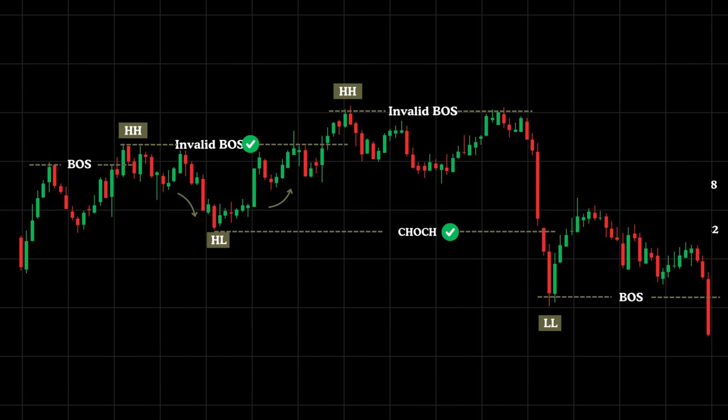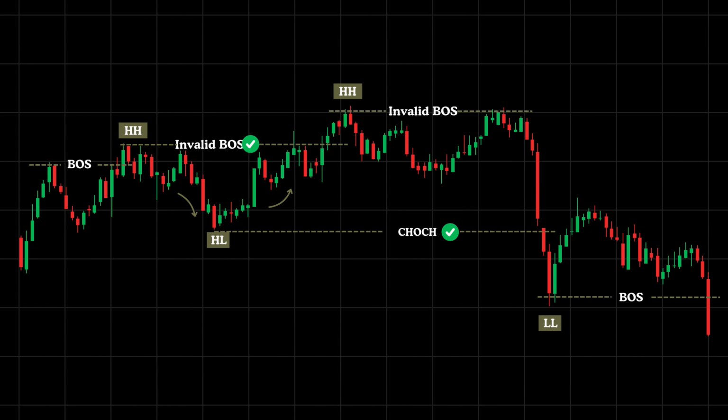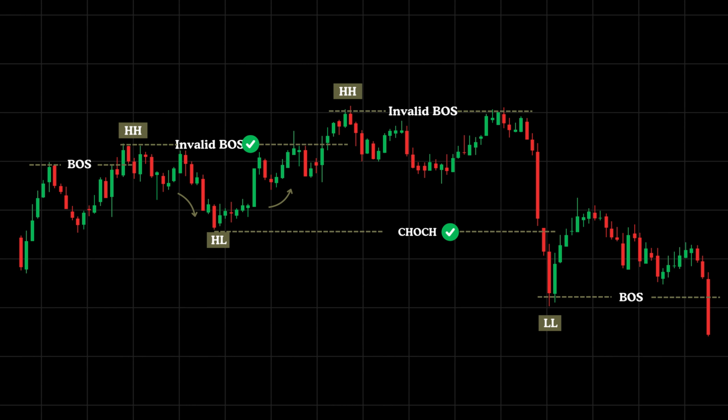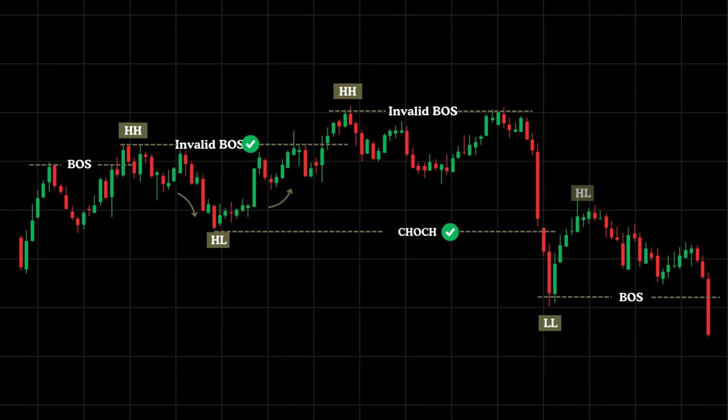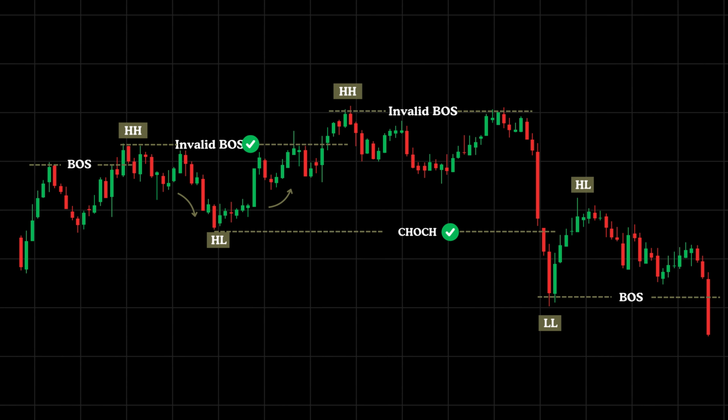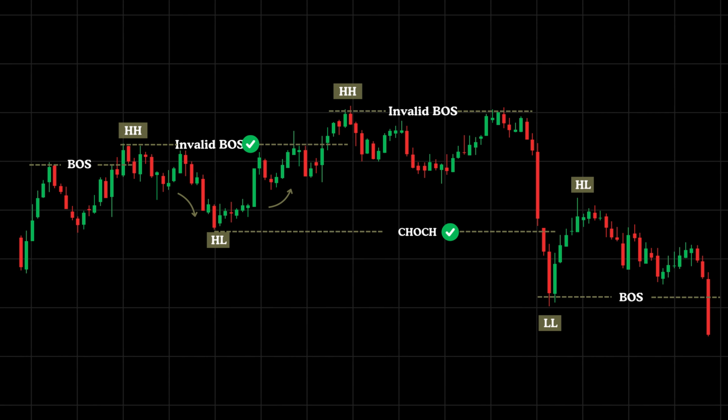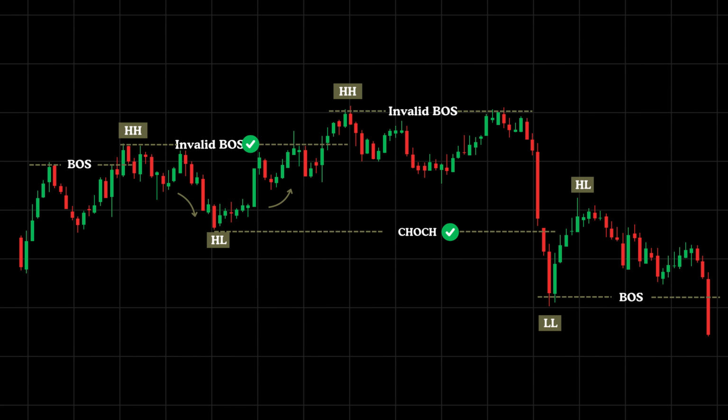As soon as the price breaks below its earlier swing low, we can mark this as a break of structure and shift the previous swing high forward to the new swing high. In this way, both break of structure and change of character are plotted on the chart.